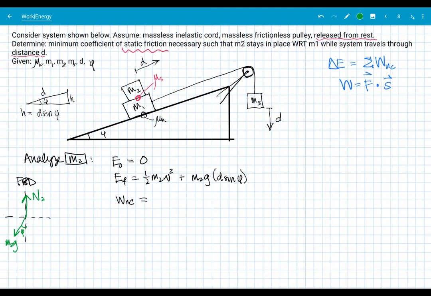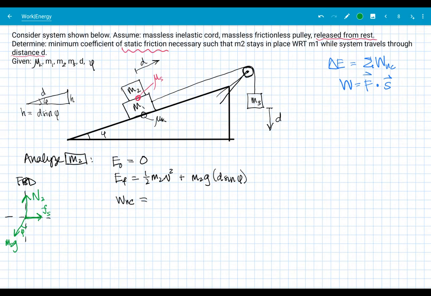It's accelerating up the incline. So what force is responsible for that acceleration? It's actually the force of static friction. The force of static friction is the force that's responsible for the block's acceleration up the incline.